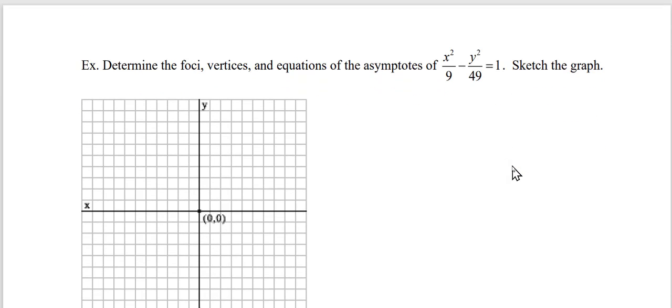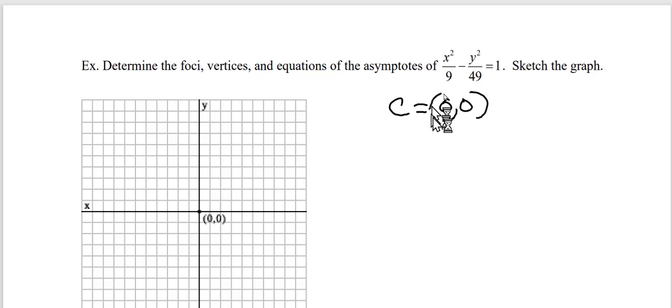Let's look at it. Here we have x squared over 9 minus y squared over 49 equals 1. It looks a little strange there, doesn't it? The spacing seems a little off. Okay, first thing I notice, center is at the origin because there's nothing added or subtracted inside those x squared and y squared. Then I notice that this opens left and right because the x is first here.